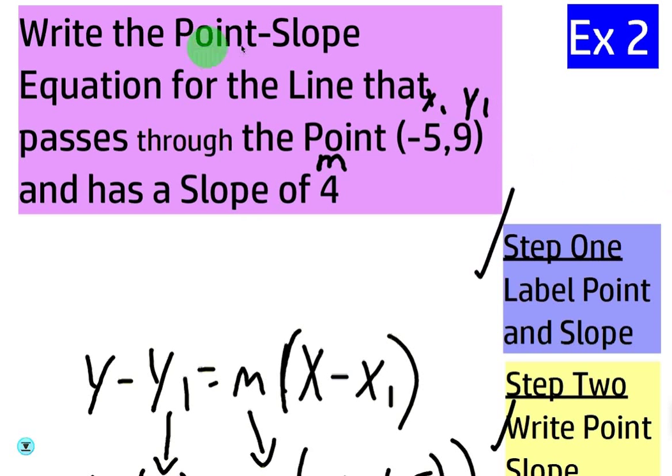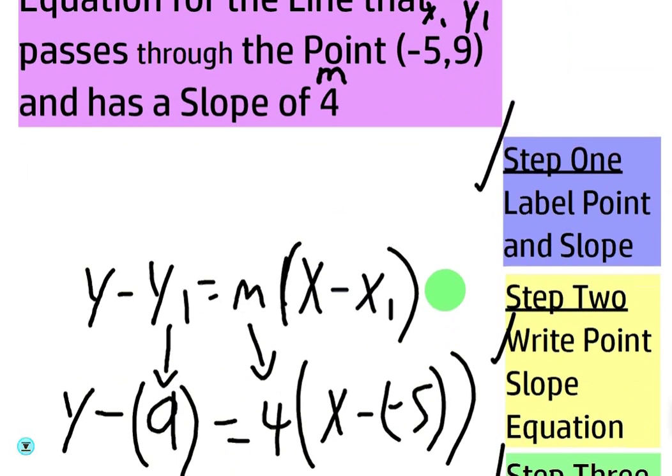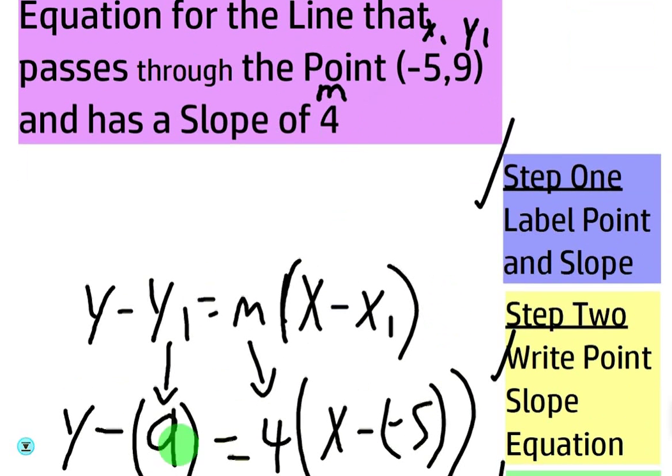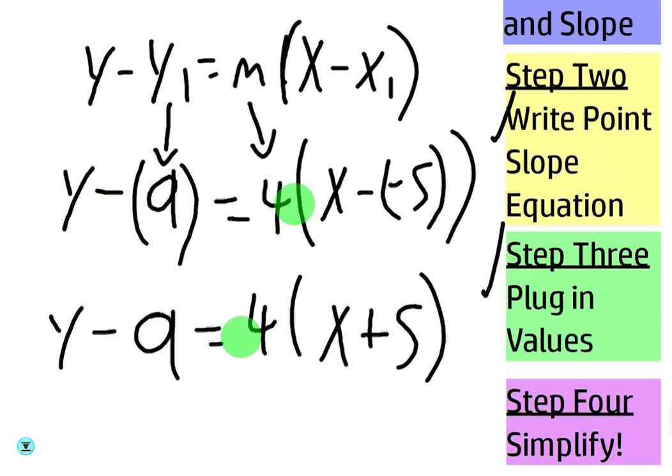Okay, write the point slope equation, so same thing, for the line that passes through the point negative 5, 9, and has a slope of 4. So label the point x1, y1, label the slope m. Write the point slope equation for step 2. Plug in the stuff for step 3, so y1 is 9, x1 is negative 5, slope is 4. We've plugged them in, and then the final step is to simplify. Y minus 9 stays y minus 9, but x minus negative 5 becomes x plus 5, and here is our equation.